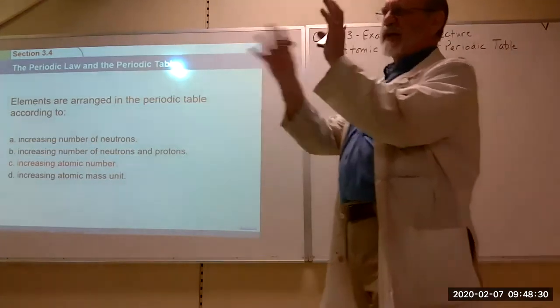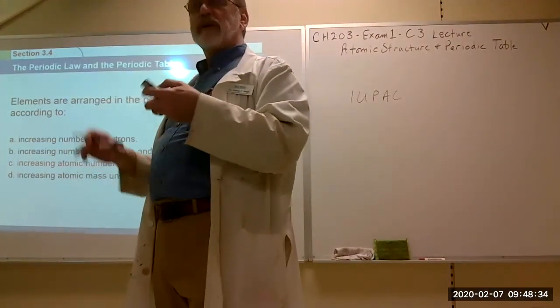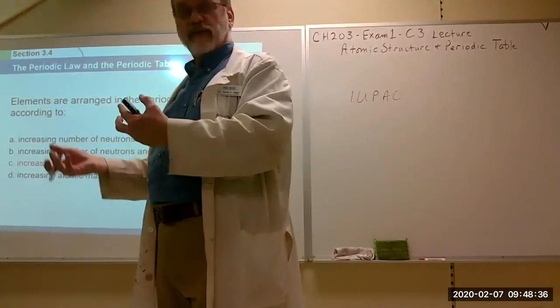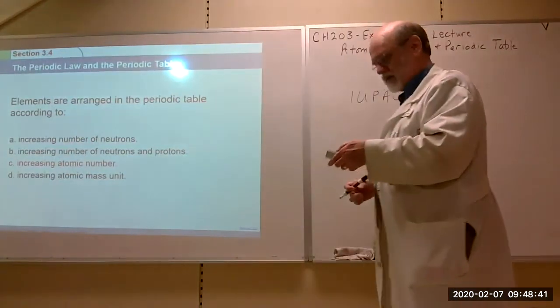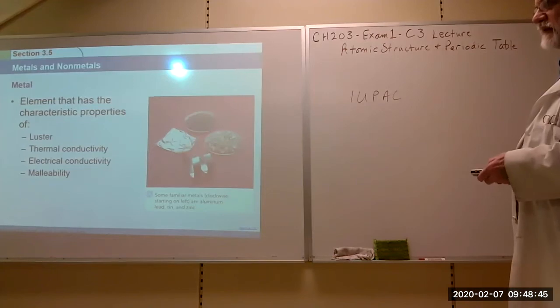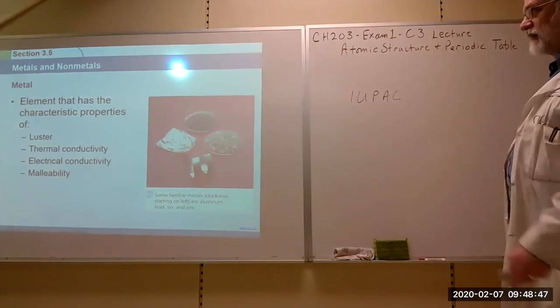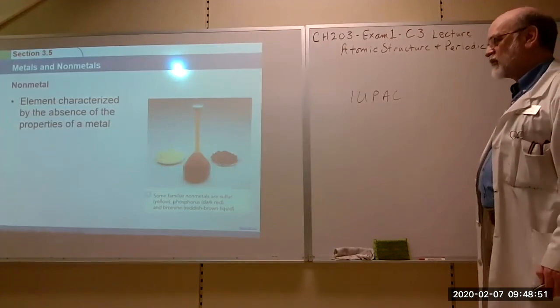But the position of the elements in the table is an indicator of the electronic structure of that atom. Okay, so I hope that will become clear as we move along. We'll see if we can. These are characteristics of metal. I mentioned them already. Nonmetals, instead of being malleable, they're usually brittle.